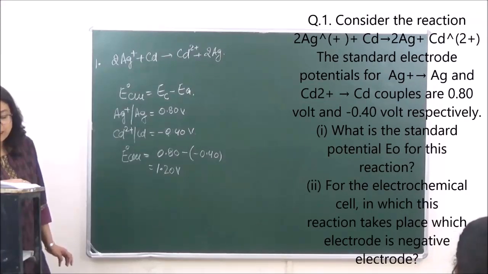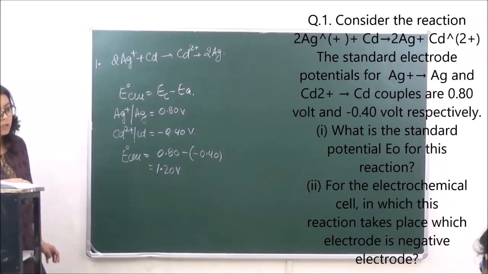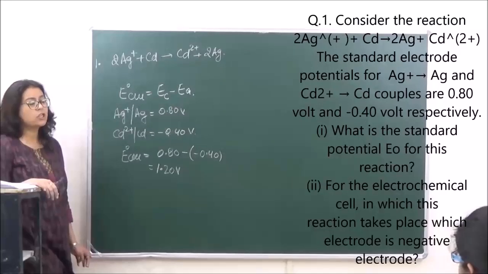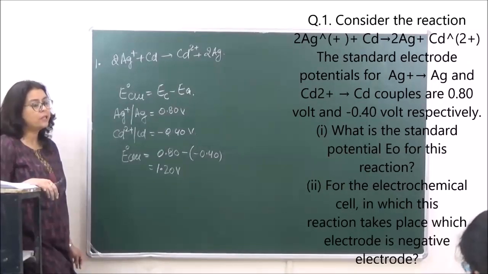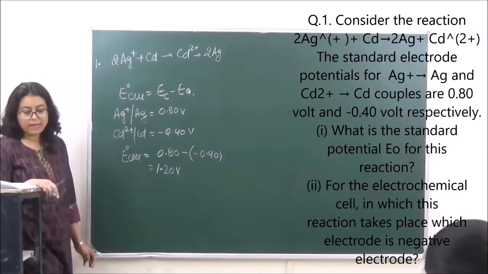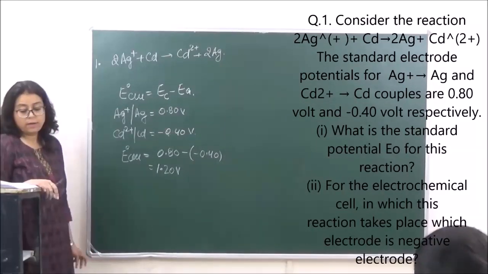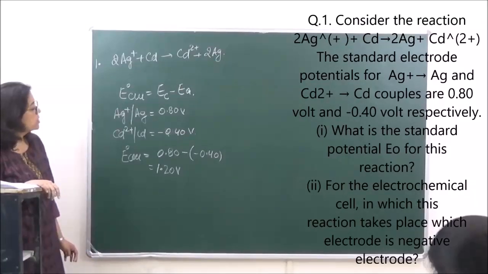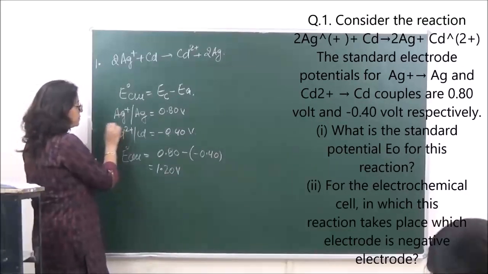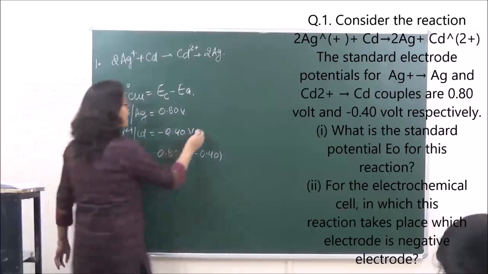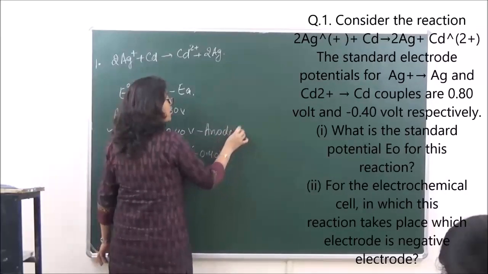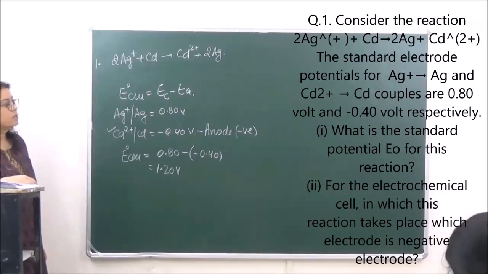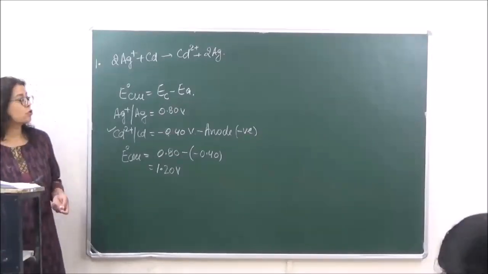The second part of the question is, for the electrochemical cell in which this reaction takes place, which electrode is the negative electrode? Right? We know that the negative electrode is always that electrode whose reduction potential has a smaller value. So which is the smaller value over here? Cadmium. So cadmium is going to be the anode, and the anode in the electrochemical cell is negatively charged. Clear? So this is how you were supposed to do this question. Let's go to question number 2.